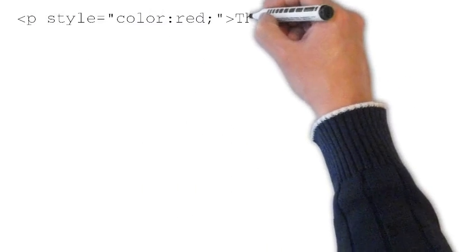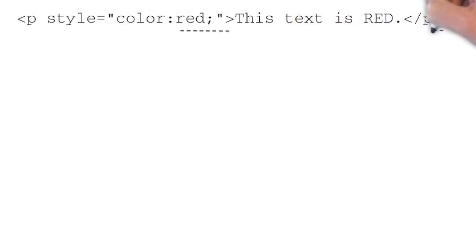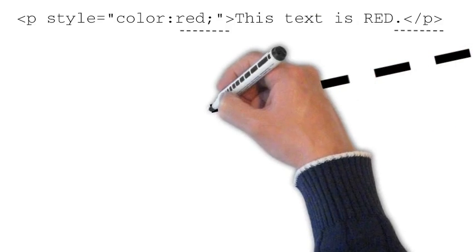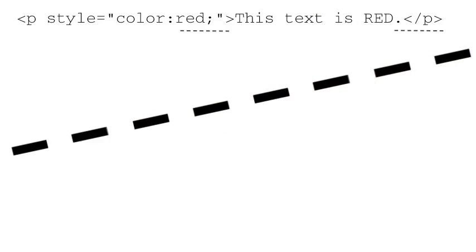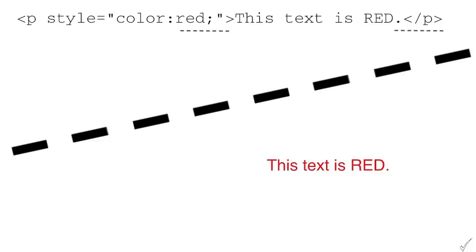Now I'll take a minute to make sure that it's written correctly, with the initial tag closed and then the entire p tag closed at the end with the slash. And if I've done it right, the text should now appear as red. If I change that color red to blue, we'll then render it in blue.